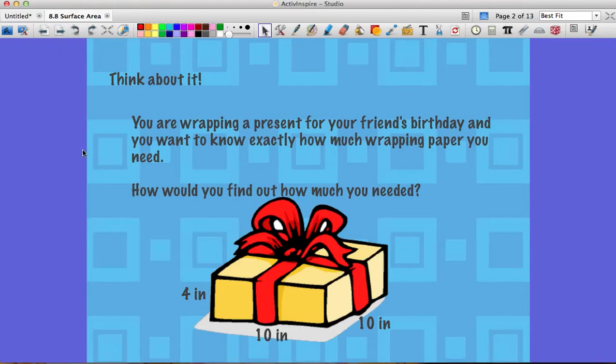All right, so when we talk about surface area, this is the kind of problem we're talking about. You're wrapping a present for your friend's birthday, and you want to know exactly how much wrapping paper you would need. You have to cover both bases of the present and all four sides. So in order to know how much you need, you need to know how much area you have to cover. We call this surface area.